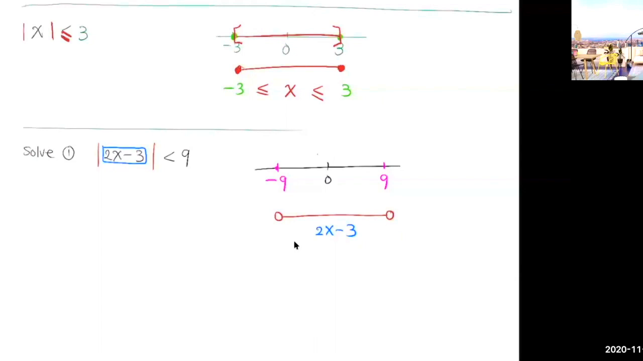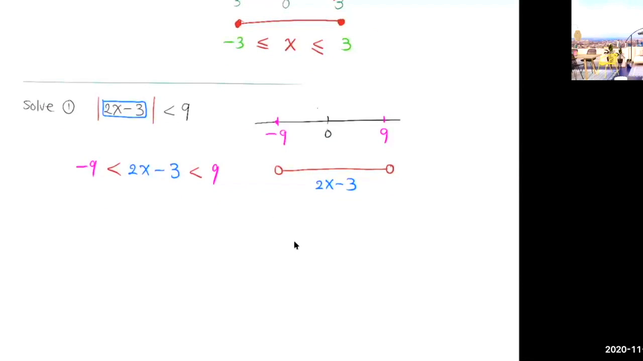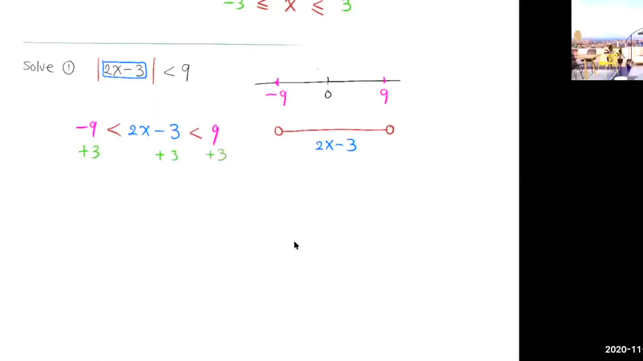Between these two, so we'll have this 2x minus 3 greater than what? Greater than negative 9, and less than 9. So in between. Now to solve this, we will add 3 to all sides. We have 2x greater than negative 6, less than 12. And now what? Divide by 2. So we'll have x greater than negative 3, less than 6.